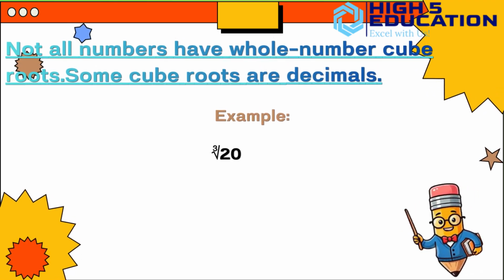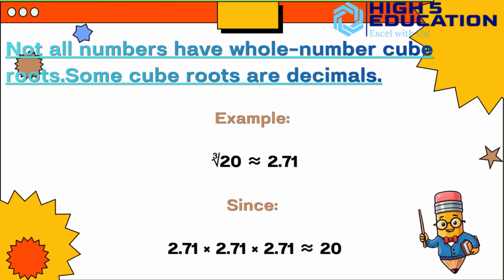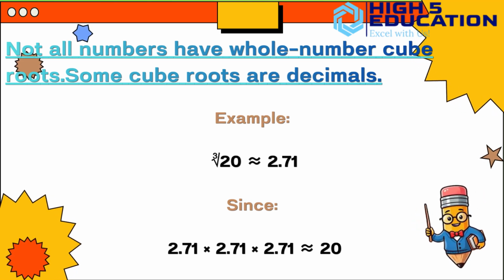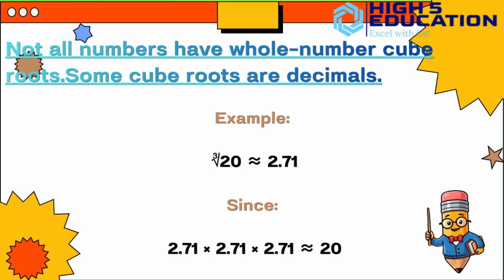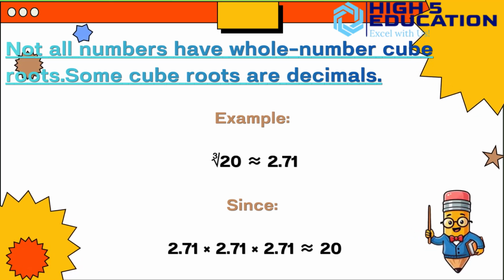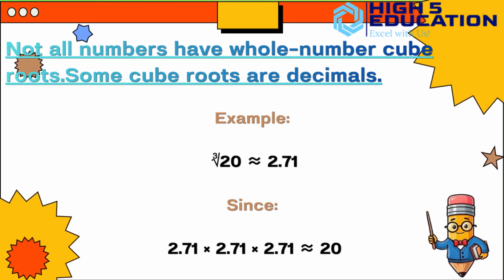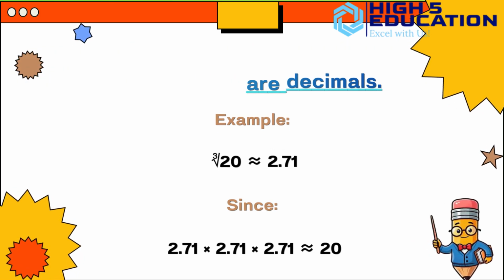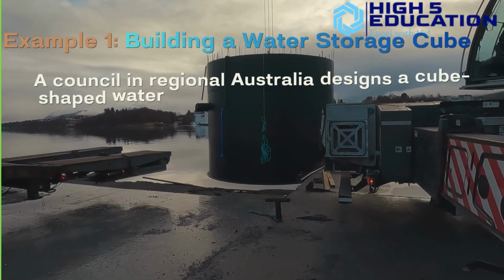Number 3. Not all numbers have whole number cube roots, and some cube roots are decimals. Example, the cube root of 20 is approximately equal to 2.71, since 2.71 times 2.71 times 2.71 is approximately equal to 20. Now, here are the real-life applications of cube roots.